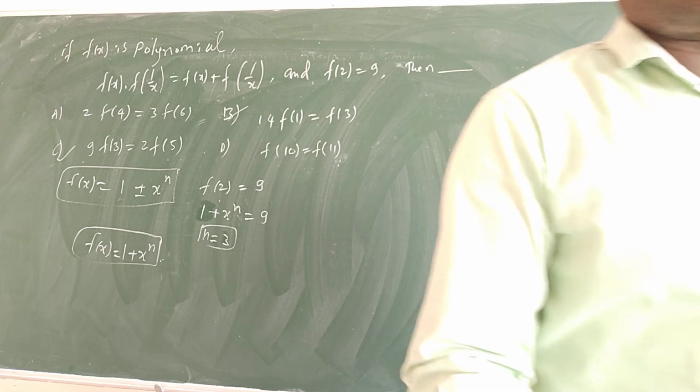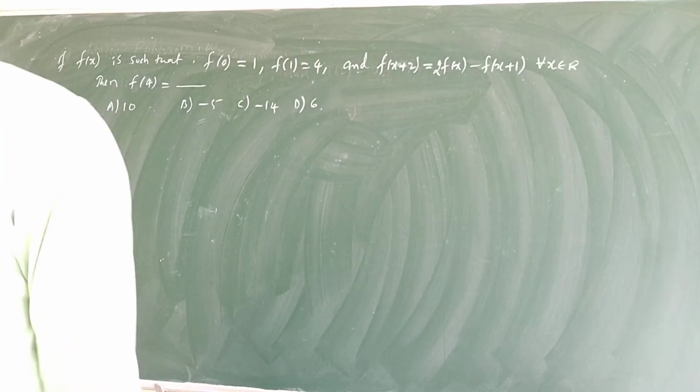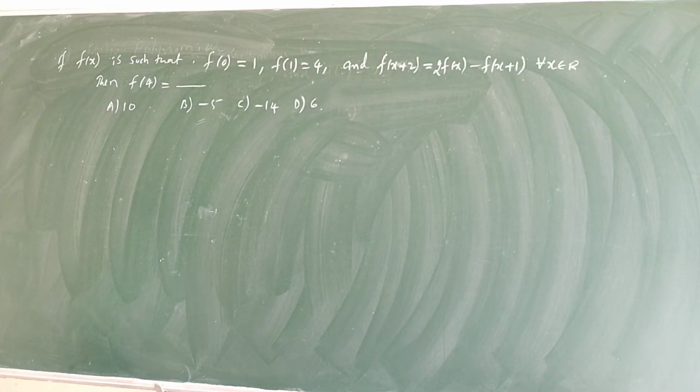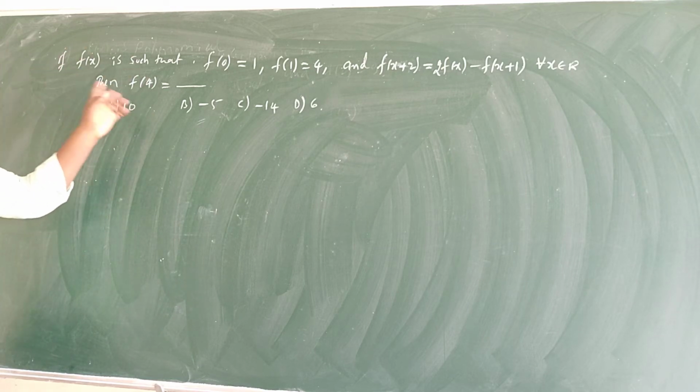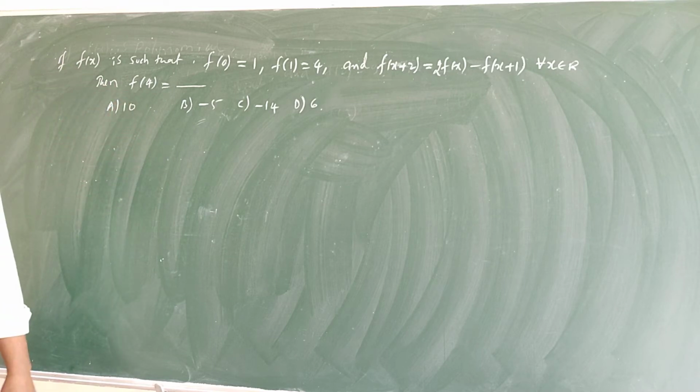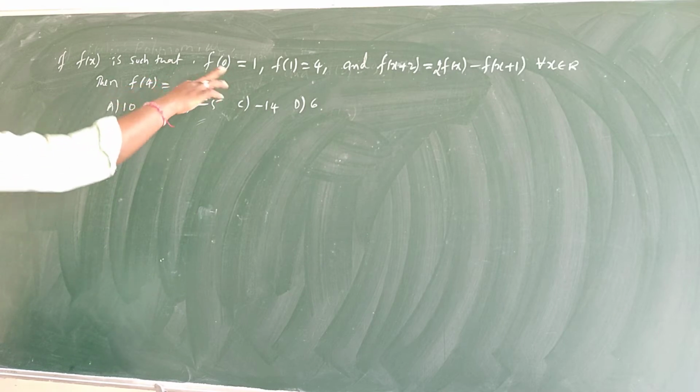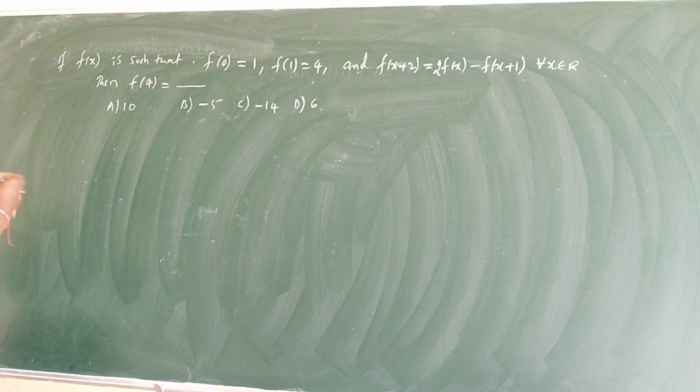You can check it. Say this is the question. f(x) is such that f(0) = 1 and f(1) = 4. They gave this, and they are asking f(4) is equal to how much? So take the given. When they give an equation and it is not matching any of the properties, like the 6 equations I gave, then we have to do it another way.